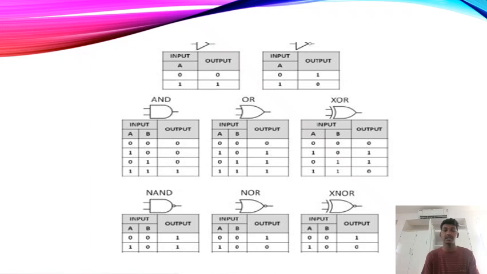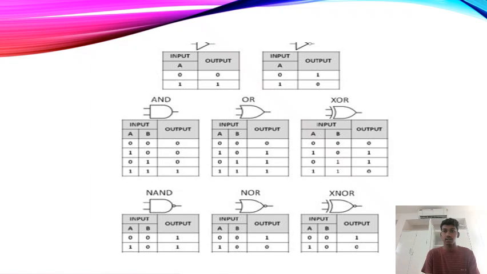Next, let us see the truth tables as mentioned in the slide. First, the logic gate which has one input and one output, the buffer. When we send 0, we get 0. When we send 1, we get 1.